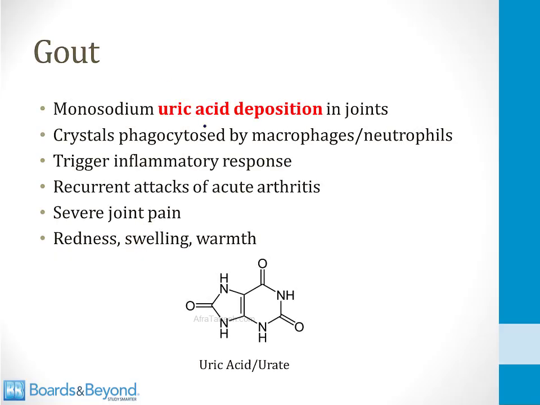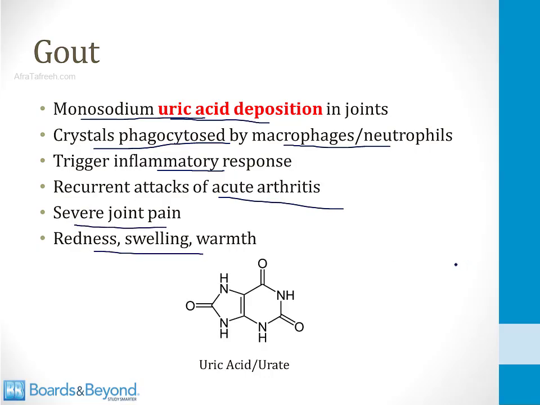Gout is a disorder in which uric acid deposits in joints. Uric acid will complex with sodium, and when it does so, it's called monosodium uric acid, and this forms crystal structures that deposit in joints. And when they deposit in joints, the crystals are phagocytosed by cells like macrophages and neutrophils. This triggers an inflammatory response, and as a result, patients who have gout have recurrent attacks of acute arthritis when the uric acid crystals deposit. This leads to severe joint pain, redness, swelling, and warmth, all the symptoms of acute arthritis of a joint.